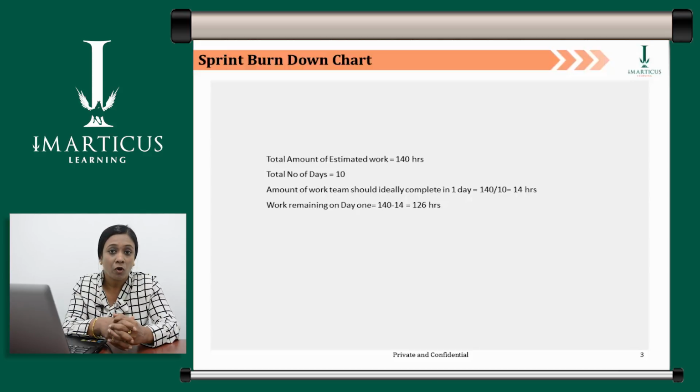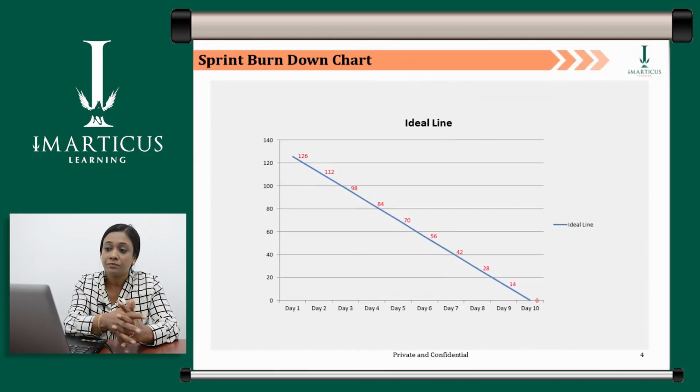Now we have to plot the first line in the graph, which is called the ideal line. In order to plot the ideal line, we will have to compute the work remaining every single day in the sprint. Work remaining on day 1 can be calculated as 140, the total amount of work, minus 14, which gives you 126 hours. Plotting my graph that way, this is the ideal line I get.